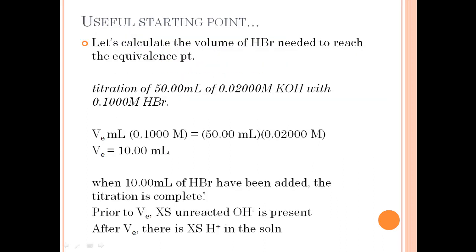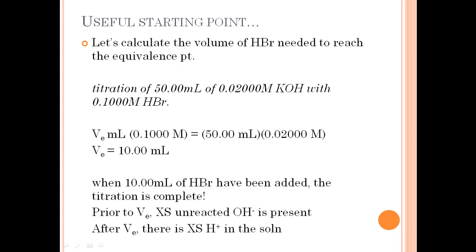A useful starting point for the strong base, strong acid titrations is calculating the equivalence point. If we have 50 mL of 0.02 M KOH with 0.1 M HBr, to find the equivalence point, it's very easy. All we've got to do is take the HBr molarity, which is 0.1, multiply that times VE, your equivalence volume that you're trying to find, which is equal to the molarity of the OH- and the initial volume of the OH-. If you solve all of that, you'll see that your equivalence point is 10 mL.